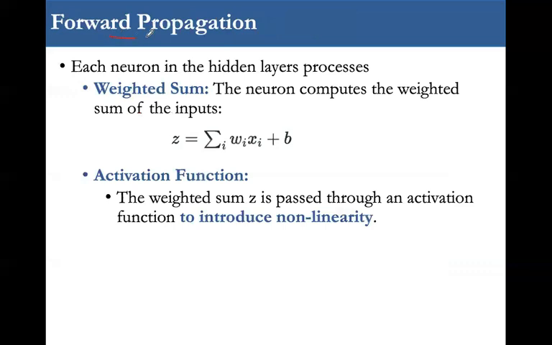First one, forward propagation. In forward propagation, the data flows from the input layer to the output layer, passing through the hidden layers. Each neuron in the hidden layer processes the weighted sum as well as the activation function. The weighted sum is nothing but the neuron computes the weighted sum of the inputs. We all know that Z = Σ wi xi + b, where b is the bias, xi is the input feature, and wi is the corresponding weight.